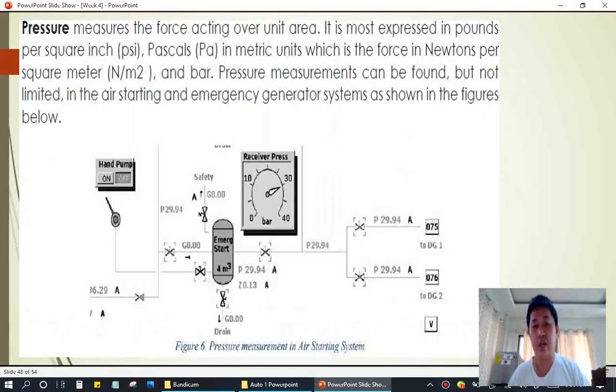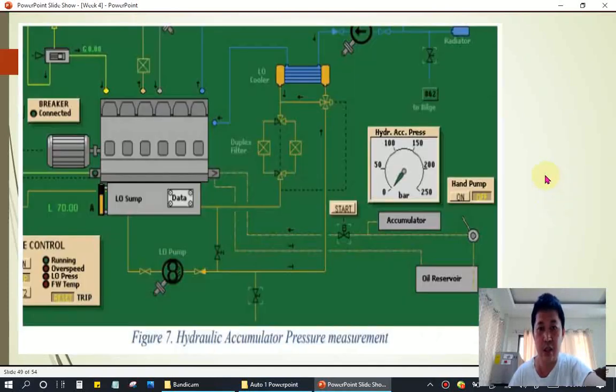In your lab manual activity, you have to measure pressure. Pressure measures the force acting over a unit area. It is most commonly expressed in pounds per square inch, or PSI, and in pascals in metric units, which is the force in newtons per square meter, and bar. Pressure measurements can be found, but are not limited to, the air for starting an emergency generator system as shown in these figures below. You can find this in your lab manual activity.